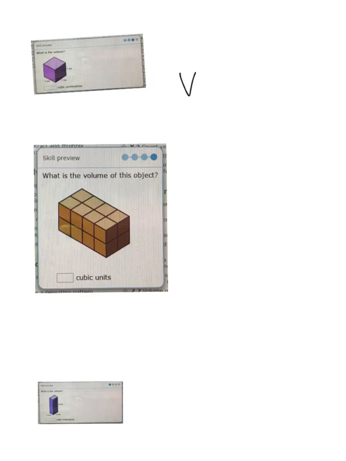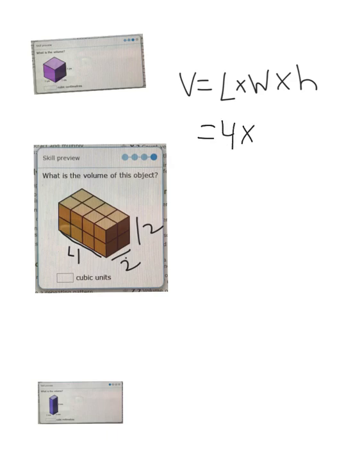So volume equals length times width times height. So the length of this we could say is 4 units from there to there. 1, 2, 3, 4. We could say the width is 2. So we can count that 1, 2. And then the height is obviously 2 as well. 1, 2. So if we plug these numbers into our formula, length 4 times width 2.